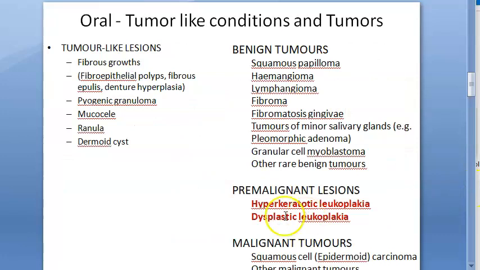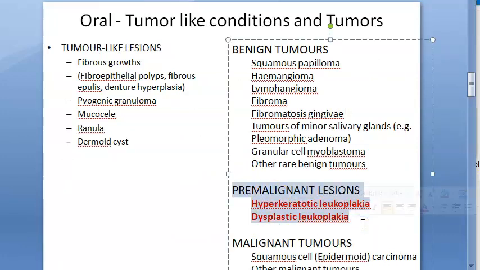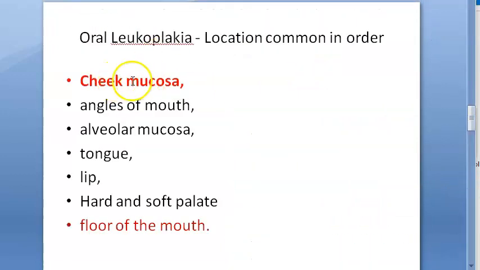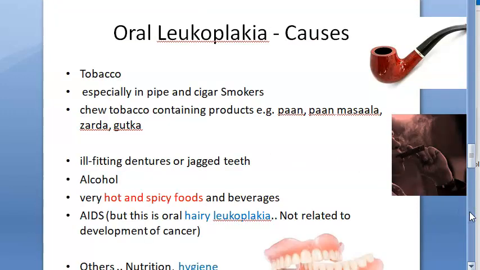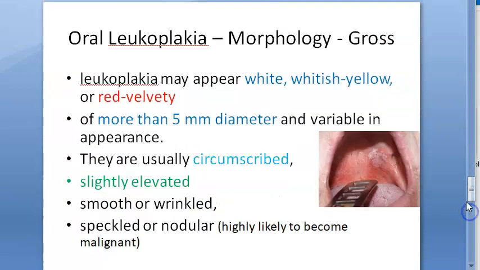Okay, so where are we here? Pre-malignant lesions: hyperkeratotic leukoplakia, dysplastic leukoplakia, etc. So where is it? Cheek mucosa, floor of mouth, etc. We're talking more about the oral cavity here, because of tobacco, alcohol, ill-fitted dentures, any irritation.